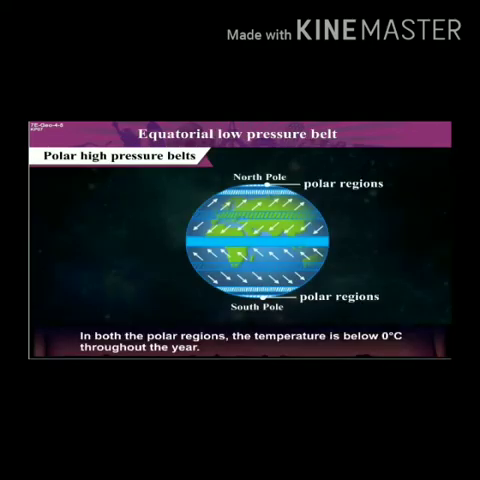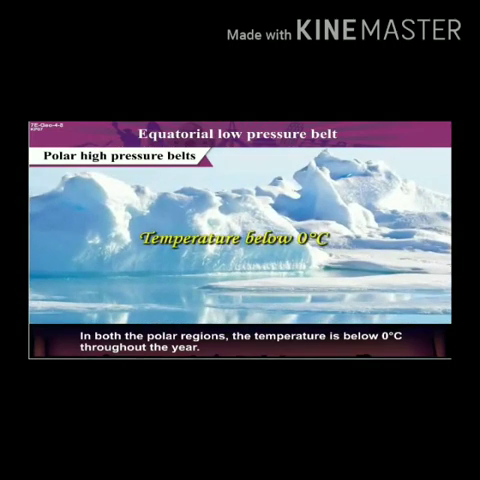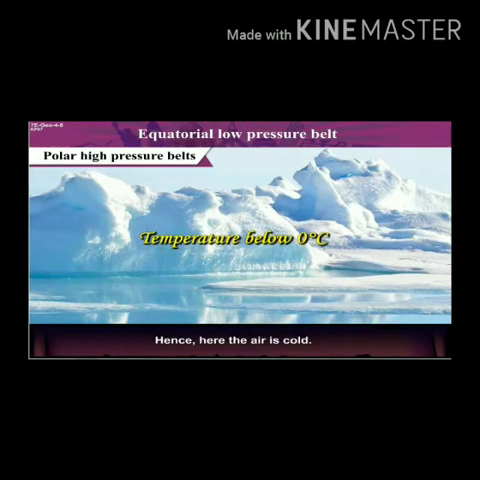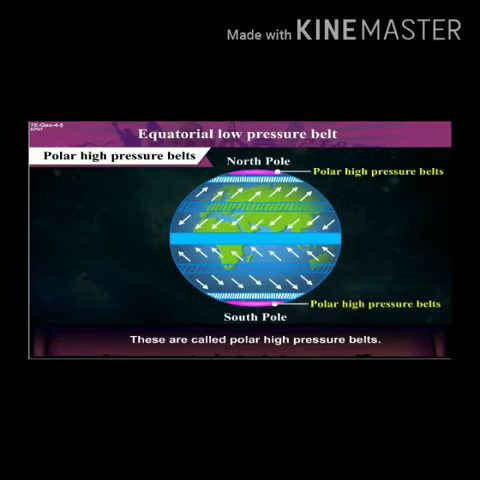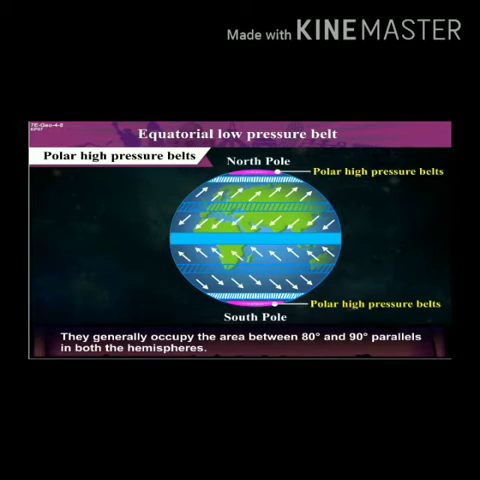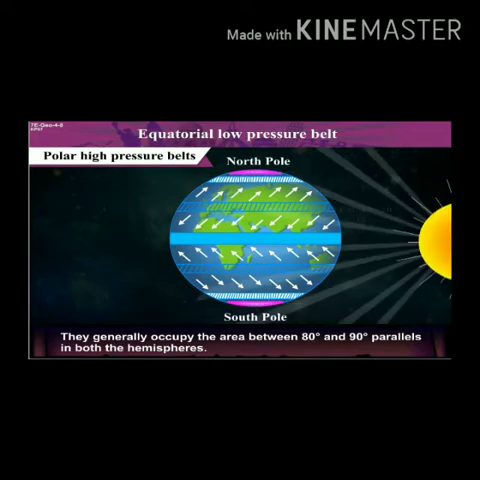Now we will see the polar high pressure belt. In both the polar regions, the temperature is below 0 degrees Celsius. Hence, there the air is cold. As a result, high pressure belts get formed. These are called polar high pressure belts. They generally occupy the area between 80 degree and 90 degree parallel in both the hemispheres.